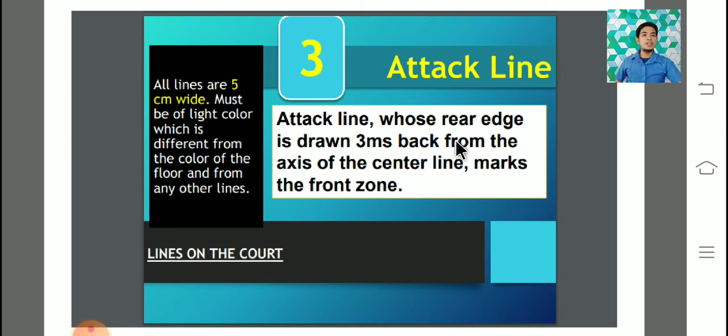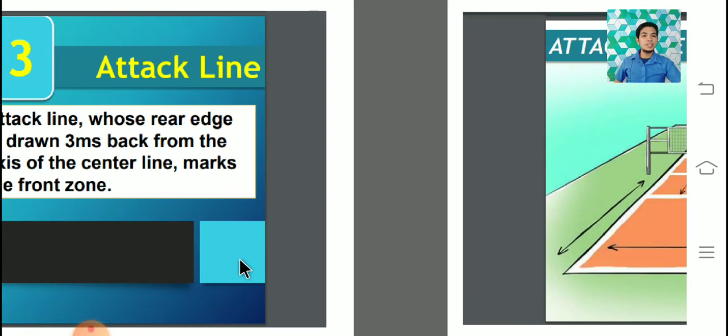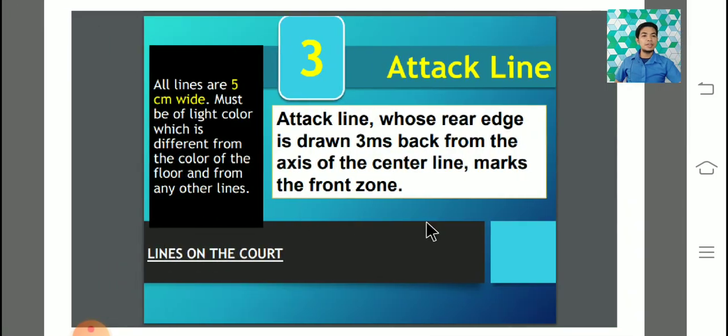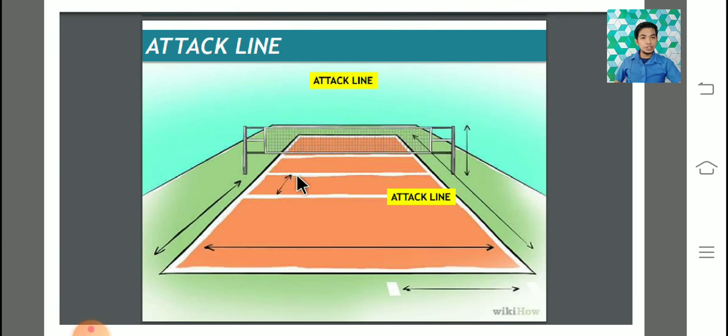Next is attack line. Attack line whose rear edge is drawn 3 meters back from the axis of the center line. Marks the front zone. So, saan daw makikita? Malapit siya sa may center line. Ito. So, this is the center line, the service line. So, ito naman yung tinatawag na attack line. Okay, so ito yung attack line itong side na to. And that is the attack line of the other side. So, malinaw, ito yung attack line, itong dalawa na yan.